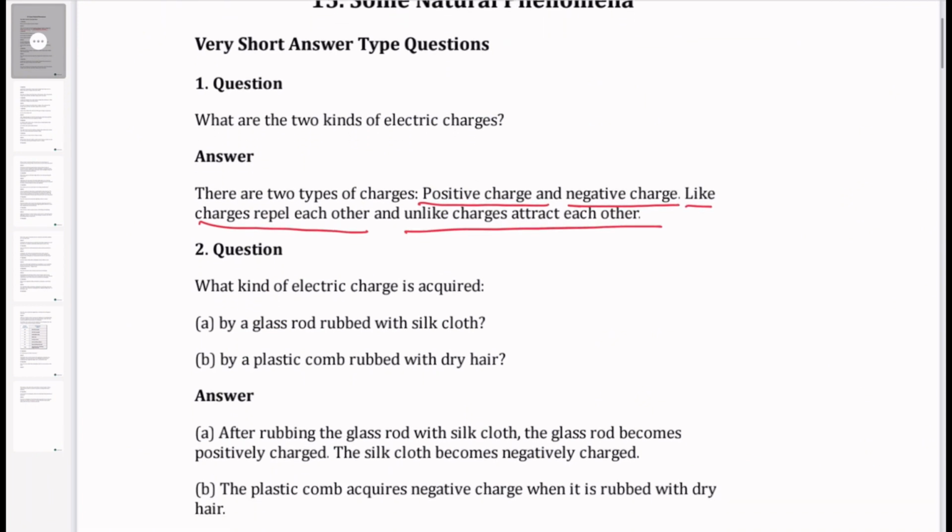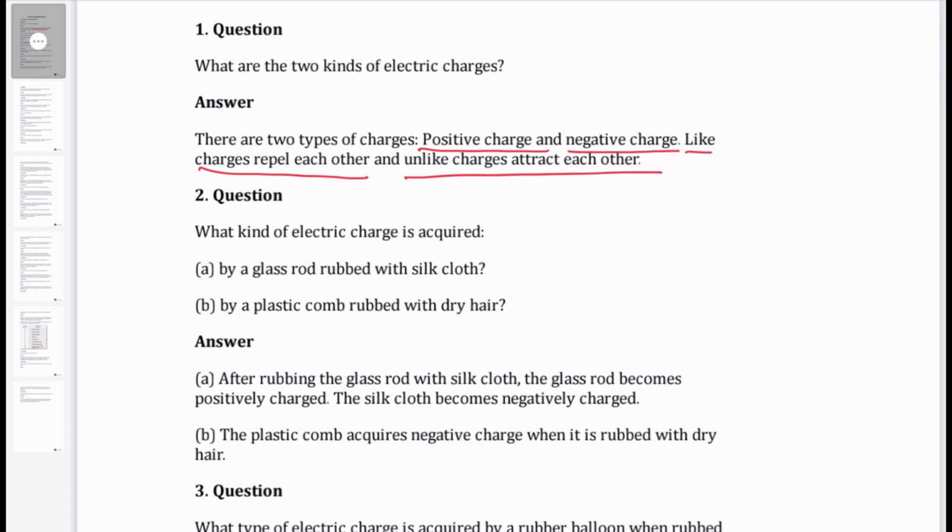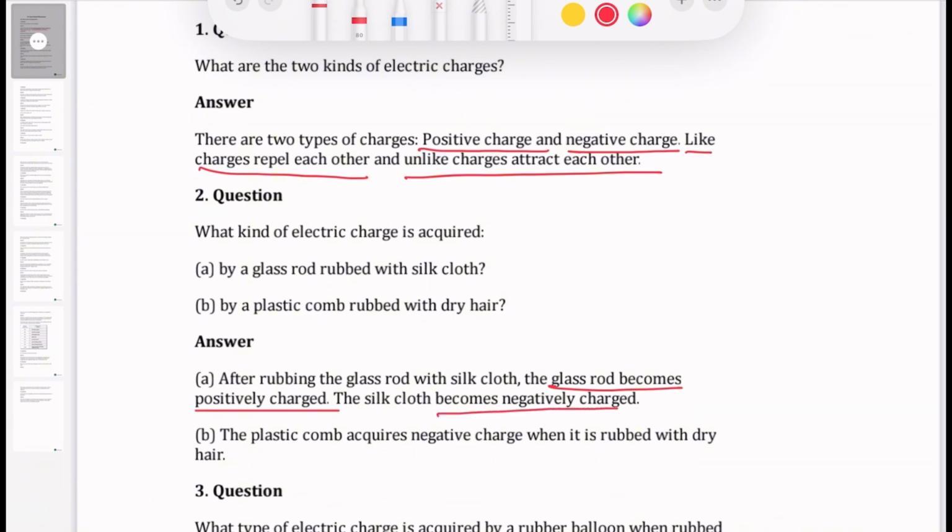Next question, what kind of electric charge is acquired by a glass rod rubbed with silk cloth? So always remember, the glass rod always becomes positively charged by convention, and once the glass rod is positively charged, we know the silk cloth will become negatively charged. Similarly, a plastic comb acquires negative charge when it is rubbed with dry hair. So always remember, the glass rod is positively charged by convention.